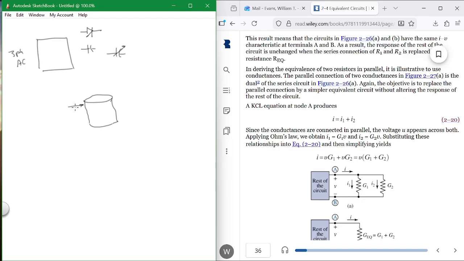Okay? Good question. Well, it was DC because they used a full wave bridge rectifier up here. So it's got to be DC. Okay? But what is going on? How can you explain this?